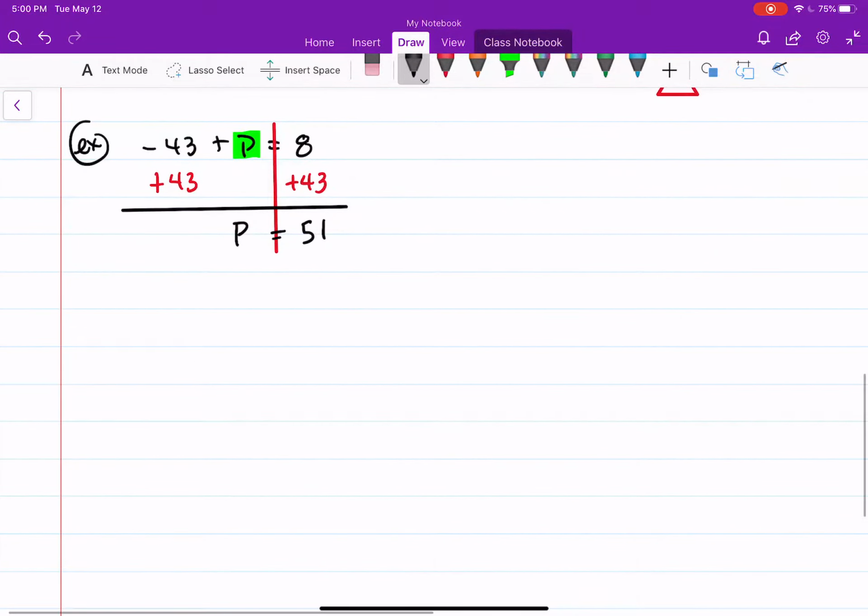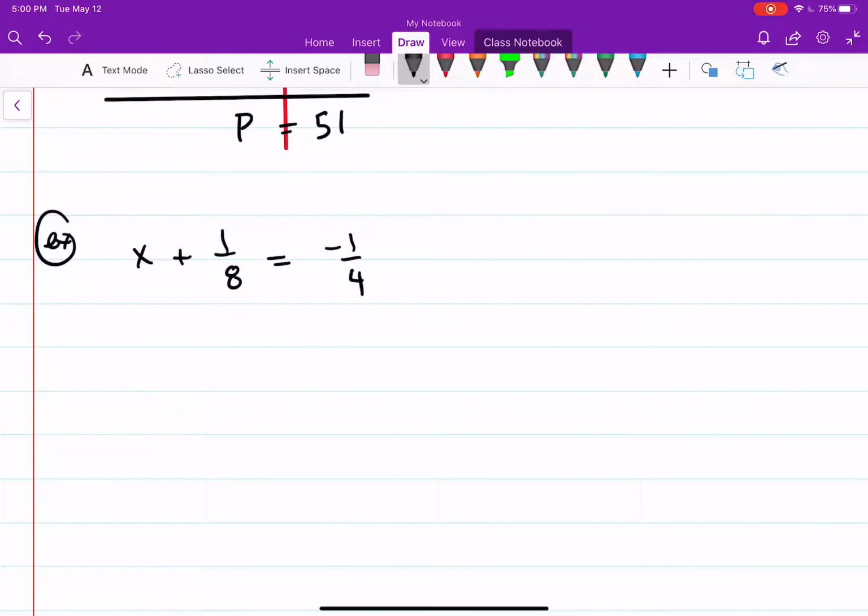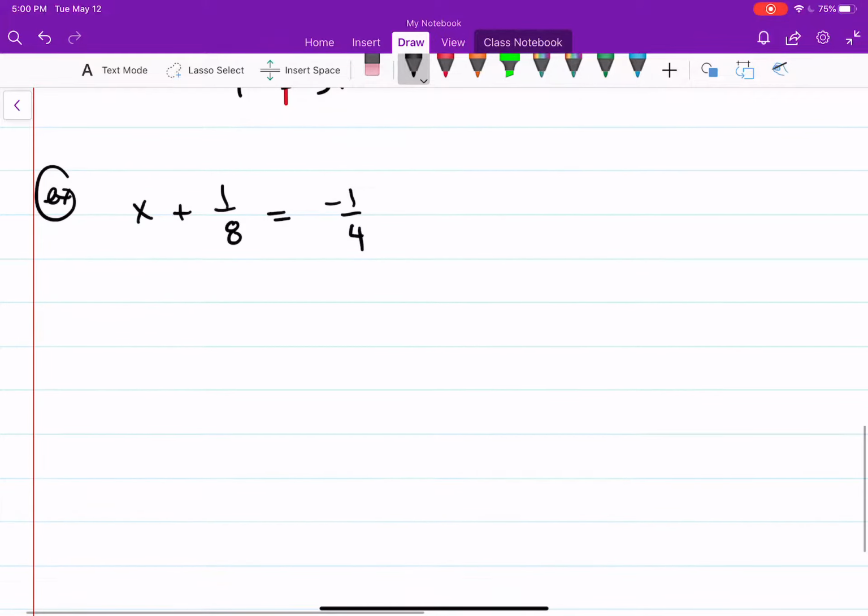Okay, let's try another example here. Ooh, things that you guys love. x plus 1/8 is equal to negative 1/4. Okay, so I got fractions. So here is what I want to do. Number one, I could do it this way. This would be probably the easiest way to do it. Now, if all three were fractions, then I might do it differently. Or if the x had a fraction, then I might do it differently. And I'll show you guys that as we go, okay?